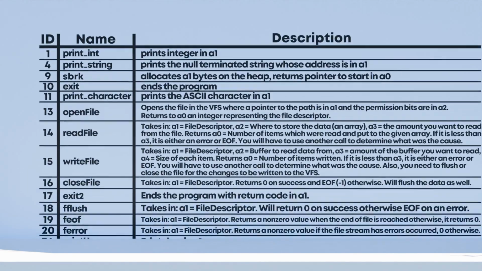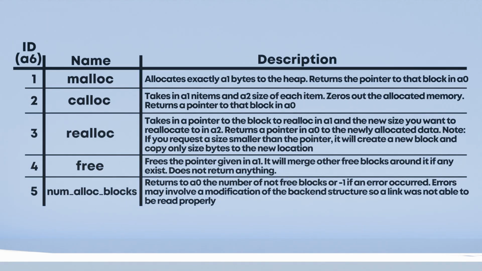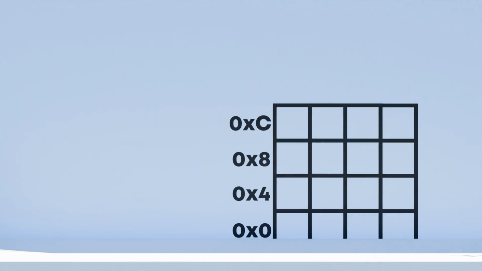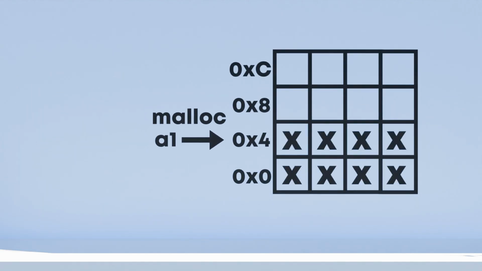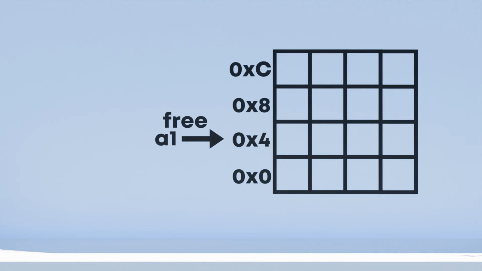In the Venus simulator, Malloc and free can be used by setting A0 to 0x3cc and then setting A6 to 1 and 4 respectively. Malloc takes the amount of bytes you want to store in A1 and returns a pointer to that block in A0. Free will free the pointer given in A1, which means you just deallocate some memory in the location it pointed to. Let's try to store the number 5 in the heap, but this time using Malloc and free.